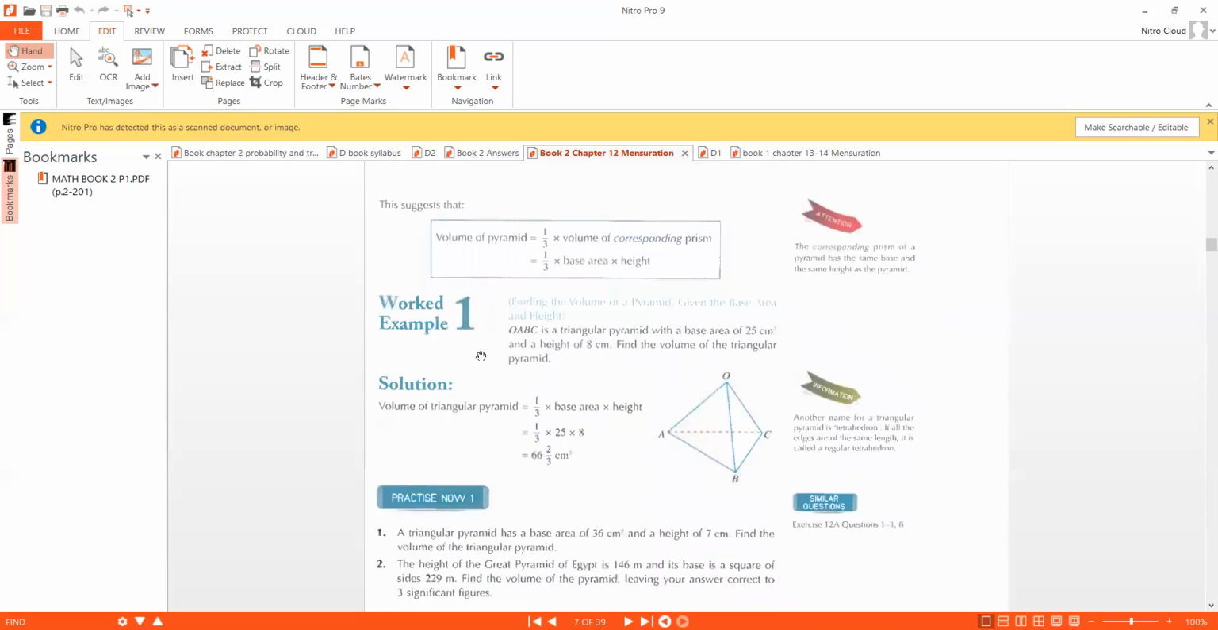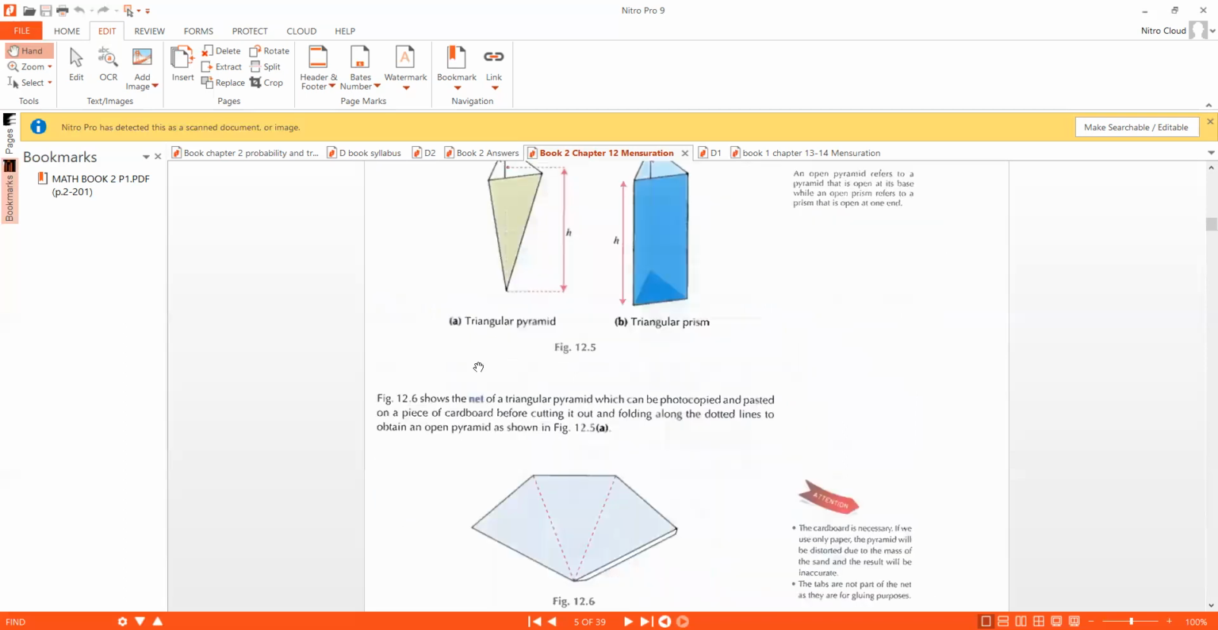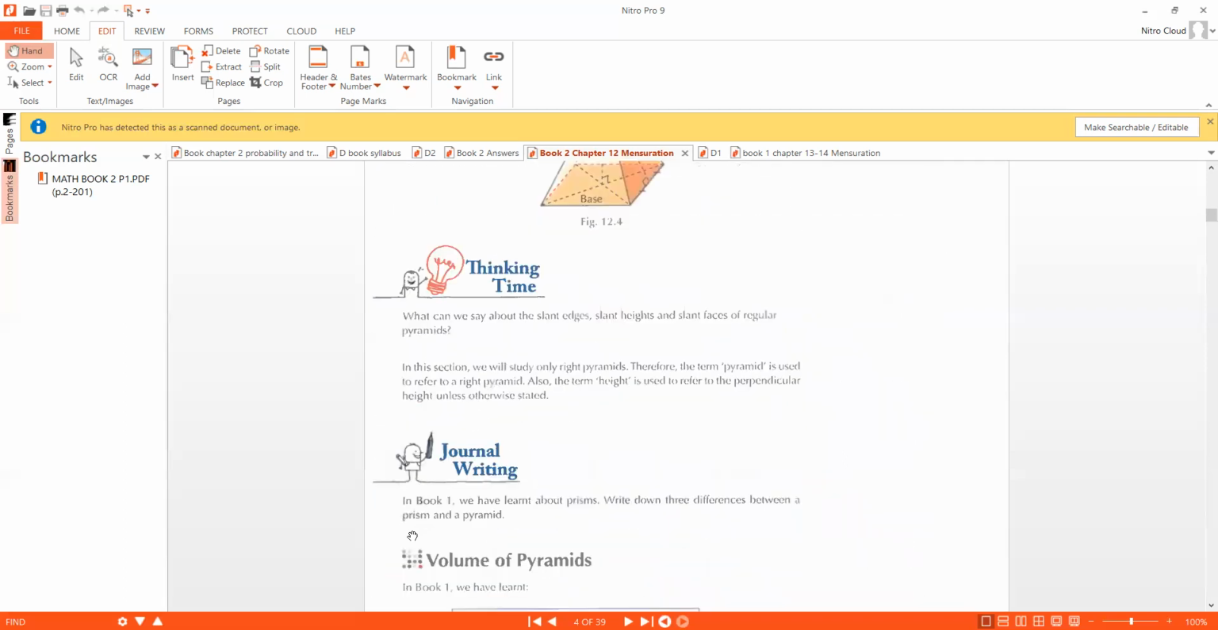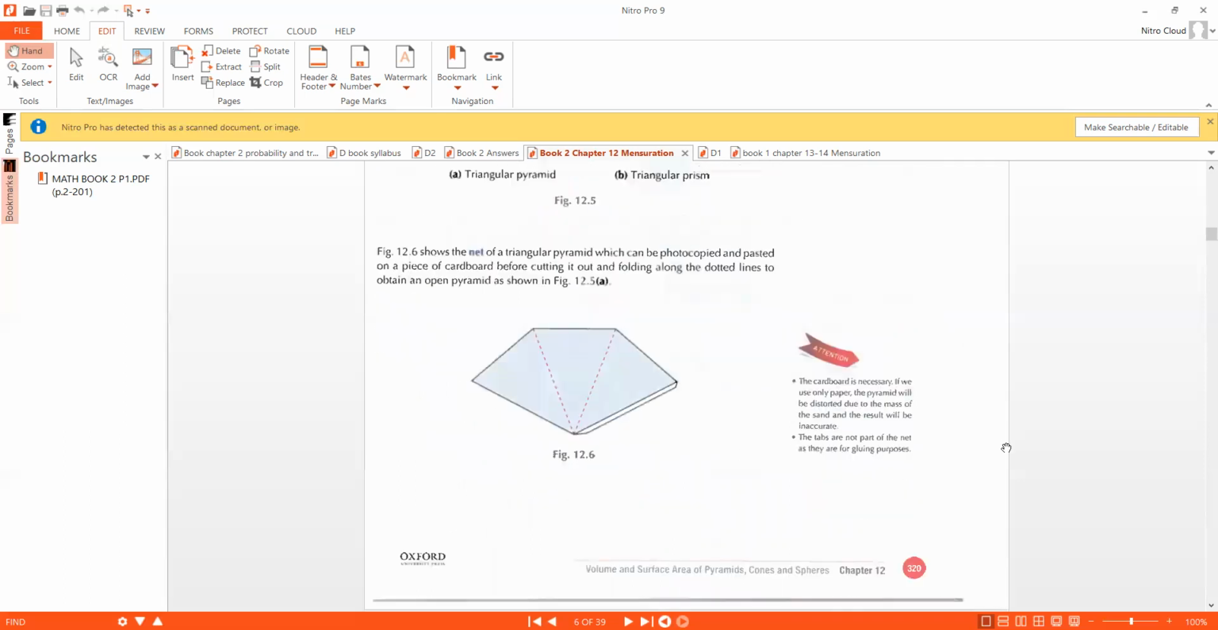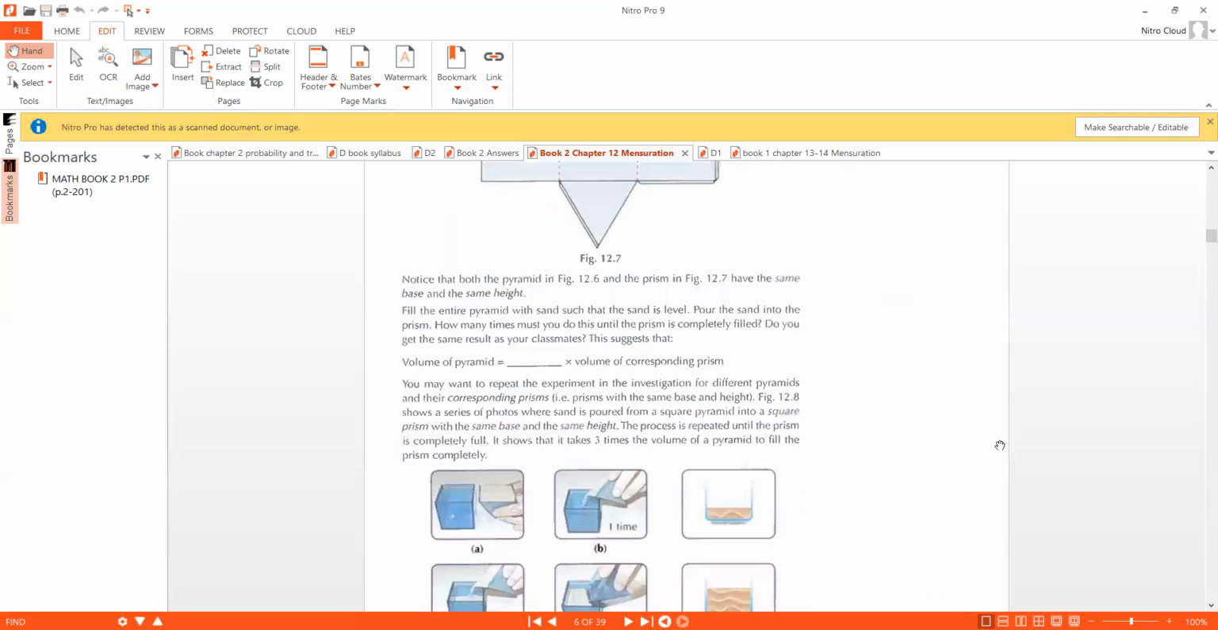Then there is the base area. Do you remember the volume formula, do you understand this formula? Area of cross section. I understand that. Okay, fine. Now, or did you understand it already?